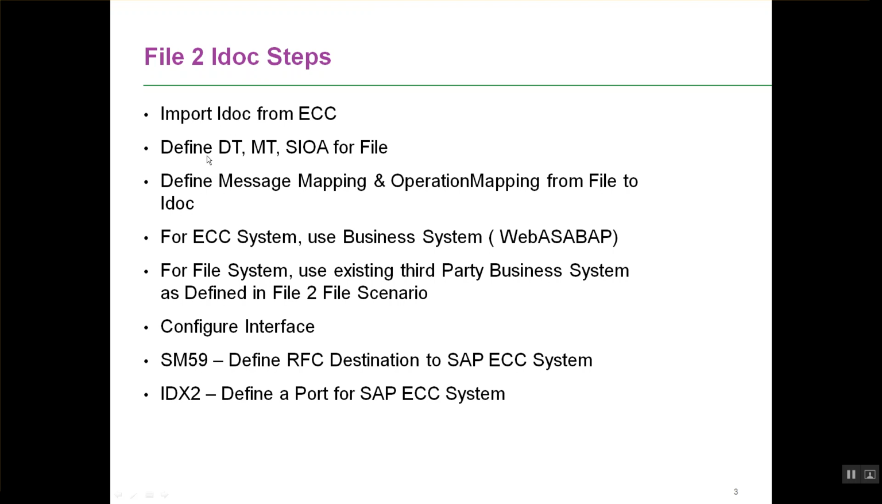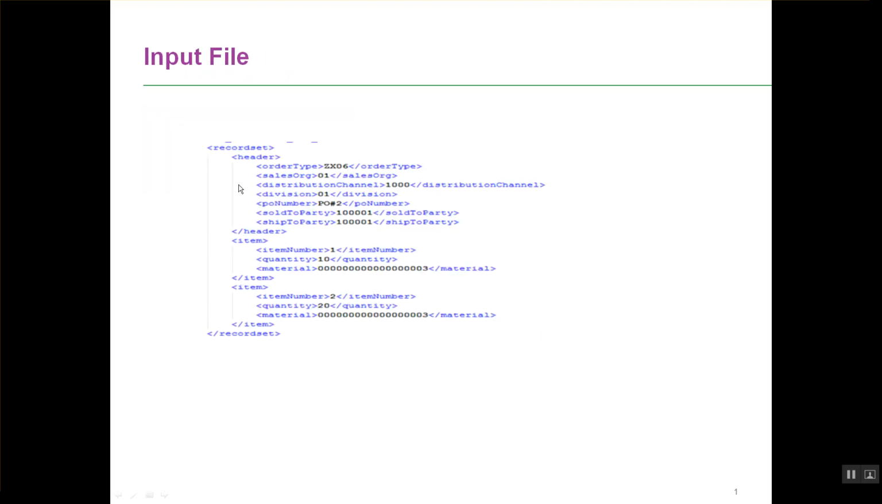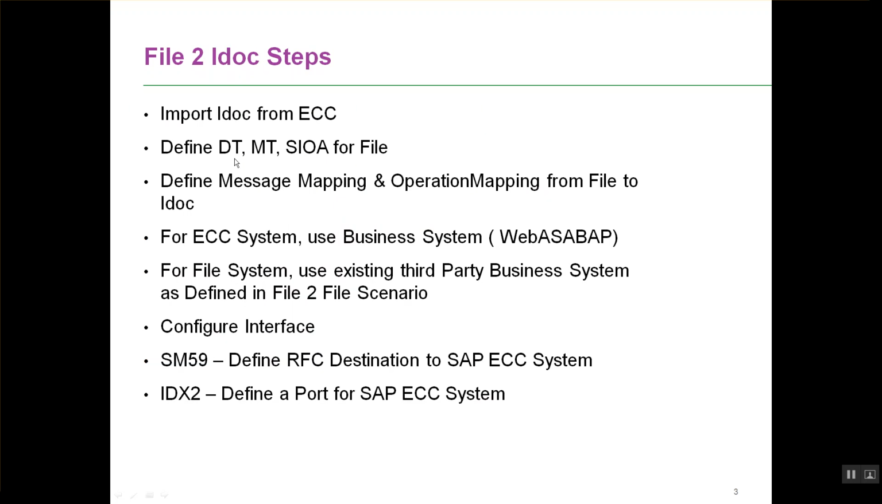For the file system, we will be creating a data type, a message type, and a service interface. What is the service interface going to be? It's going to be an outbound asynchronous service interface. And what is the data type going to look like? It's going to look like something like this. Okay, so we will be building a data type, we'll be building a message type, and an outbound asynchronous service interface. We will be looking at how we build this message mapping and operation mapping by using the IDoc itself.